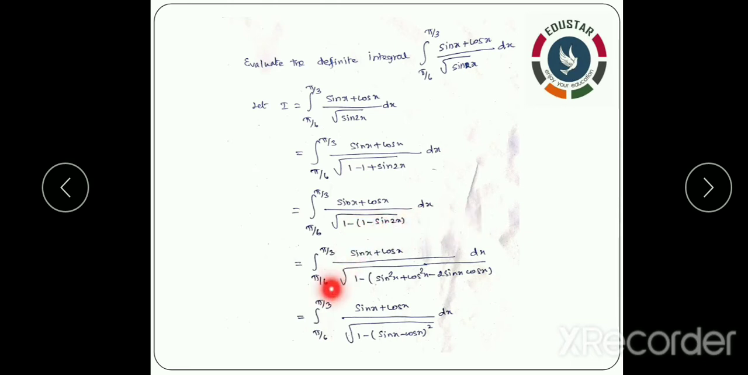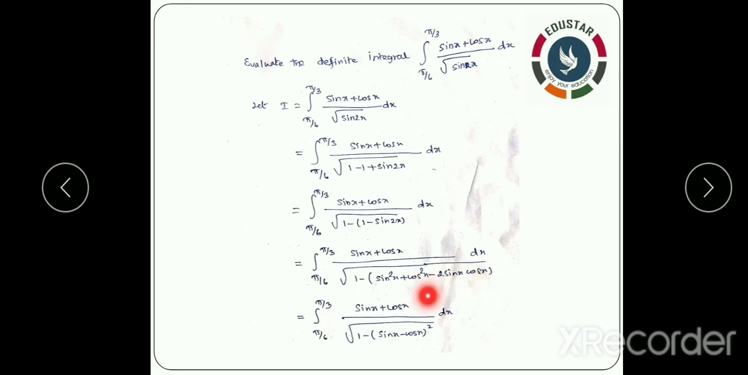The next step, the integral from π/6 to π/3 of sin x plus cos x by square root of 1 minus. Of 1 we can replace sin²x plus cos²x equal to 1. That will be replaced: sin²x plus cos²x minus sin 2x. We know that sin 2x is 2 sin x cos x, that also will be replaced, 2 sin x cos x dx. The next step, the integral from π/6 to π/3 of sin x plus cos x by square root of 1 minus of sin²x plus cos²x minus 2 sin x cos x. We can use the (a minus b) whole squared formula.